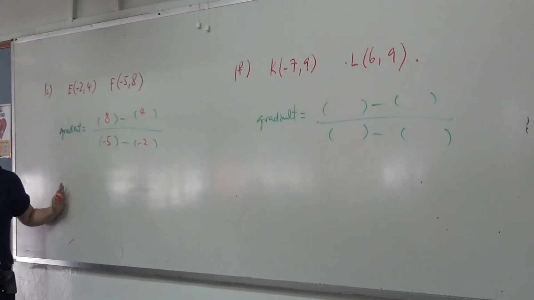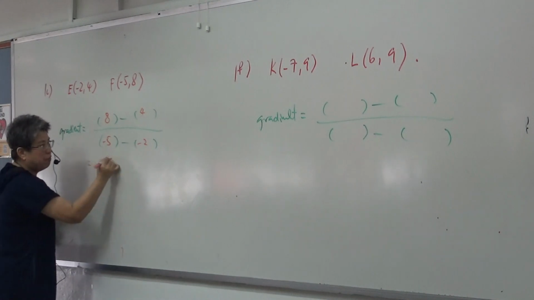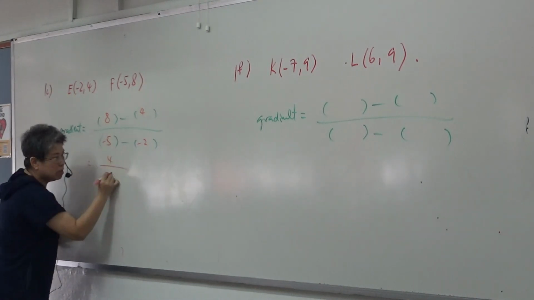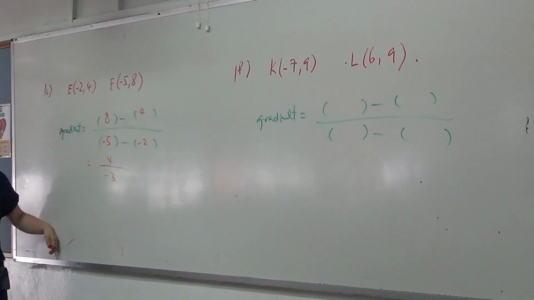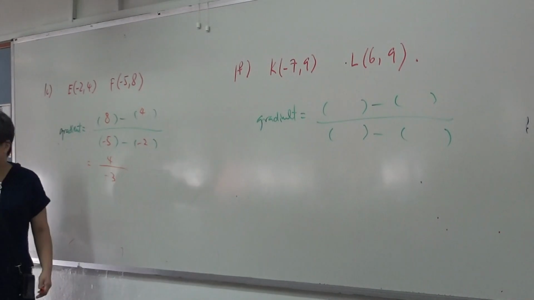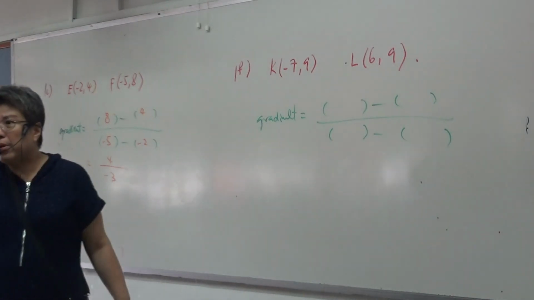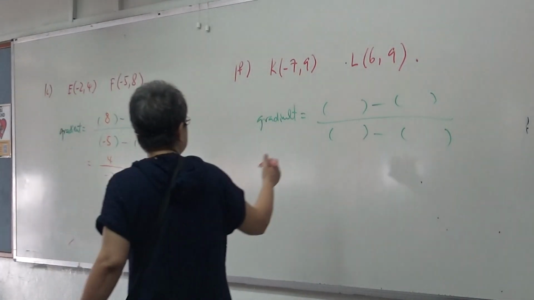Can I? So this will give me a 4. Minus 5 plus 2. This is a negative 3, right? So gradient is negative 4 over 3. Okay, can we make the improper fraction? No need to go and simplify. Everybody clear? Okay, now let's take a look at this.